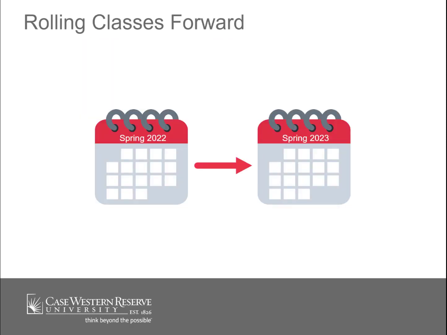The process of creating a new term schedule begins with the University Registrar's Office rolling forward the class data from the last like term to create the new term. So for example, this spring is rolled forward to create next spring's offerings. Once this happens, you'll be notified by email and can begin editing your classes.